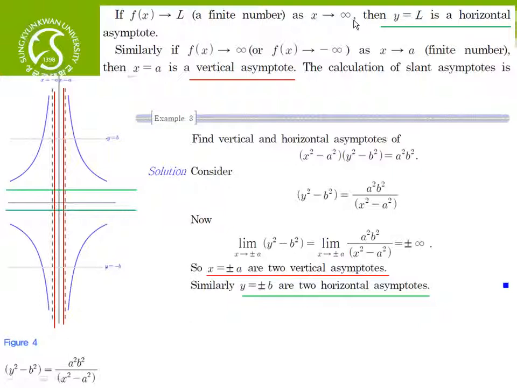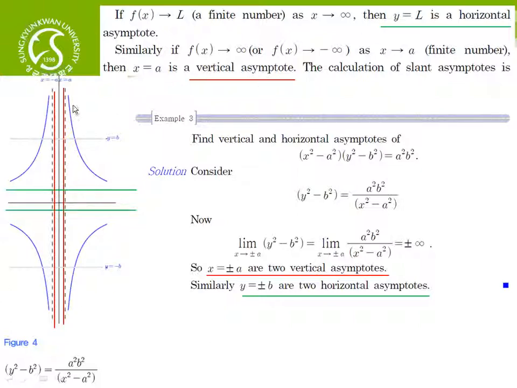Then y is equal to L is a horizontal asymptote. It's called a horizontal asymptote. When x goes to infinity, f of x goes to a certain value. Okay? It's an asymptote. And if f of x goes to infinity as x goes to a, then we call x is equal to a a vertical asymptote.